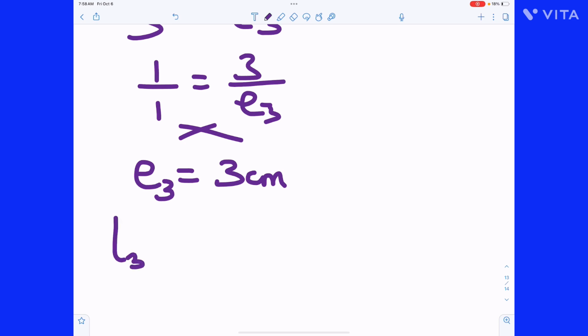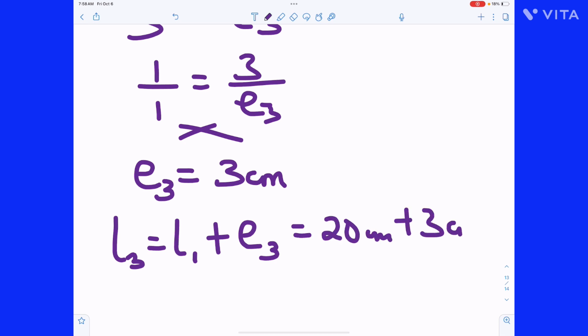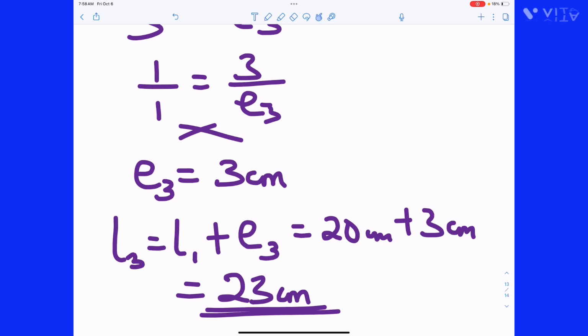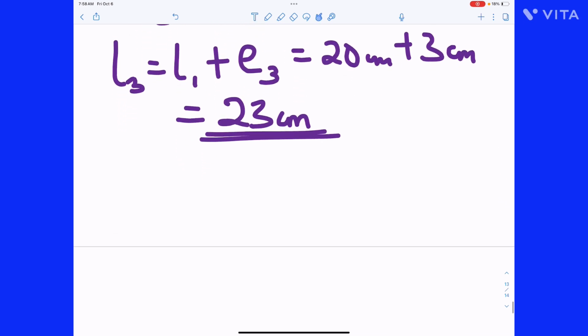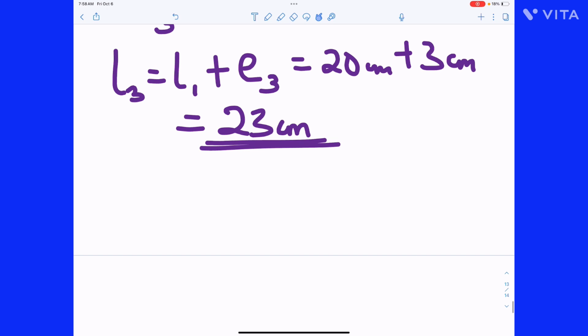So when the extension is 3 centimeters, the final length will be original length plus extension. That's 20 centimeters plus 3 centimeters. So the final length will be 23 centimeters. That's the answer required. When a weight of 3 newtons is hung, the final length of the spring will be equal to 23 centimeters. Please watch that carefully. Make sure you understand it perfectly.